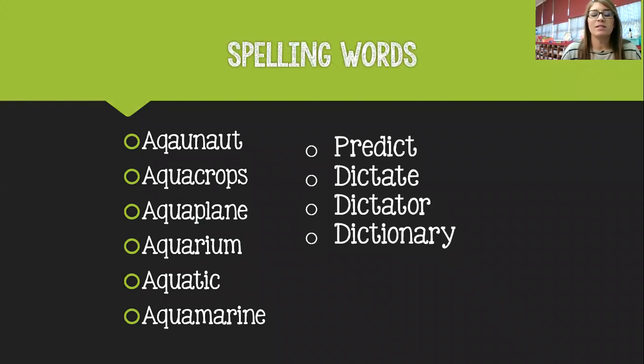So your spelling words this week are aquanaut, aquacrops, aquaplane, aquarium, aquatic, and aquamarine. Predict, dictate, dictator, and dictionary. I know some of these words seem a little silly, but I promise they're real words.